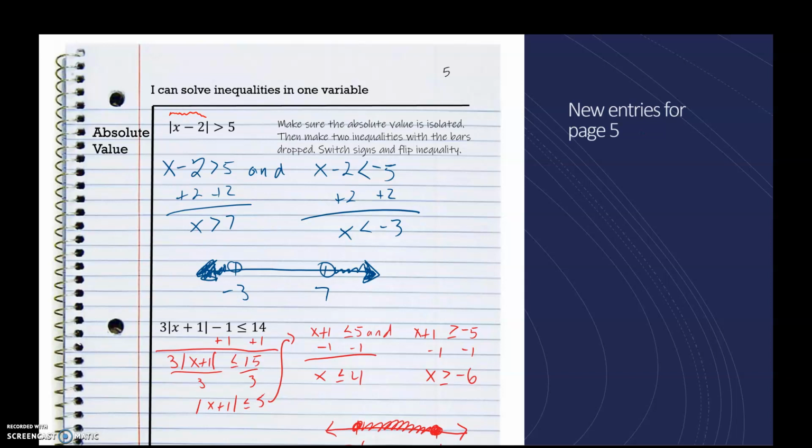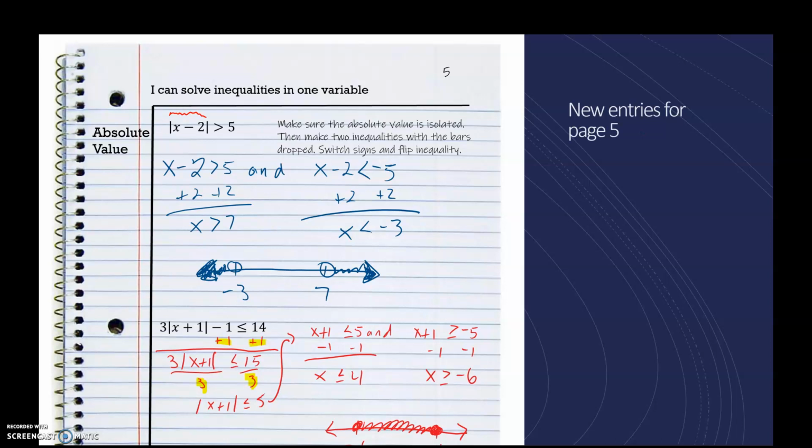So I got a more complex one here at the bottom. What you'll notice is I first had to add 1 to both sides. And then this 3, which is multiplying the x plus 1, remember you are not allowed to distribute it in. You've got to divide it away. So I divided that 3 away. And now we are left with just an absolute value, which is less than or equal to 5.